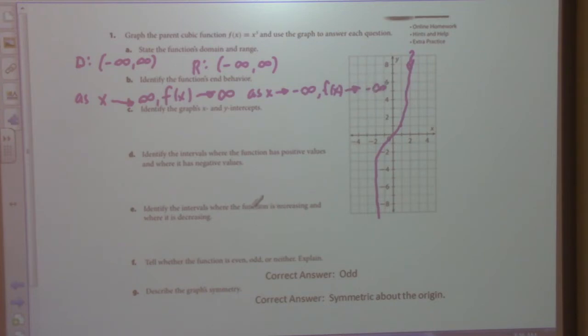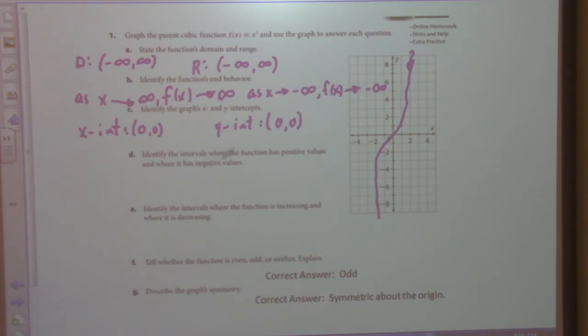Identify the graph's x and y intercepts. So the x-intercept is, sometimes you'll say 0. When I identify these, I like to put a full coordinate pair because that leaves less doubt in what your intentions are. And then your y-intercept is going to be the exact same.